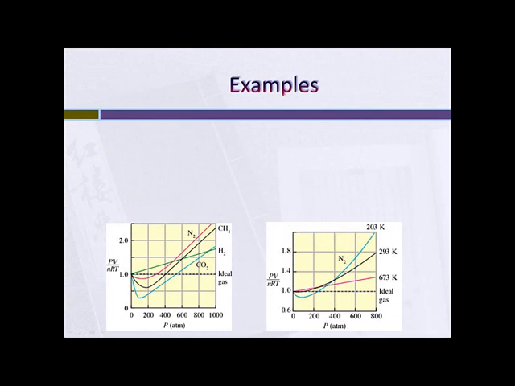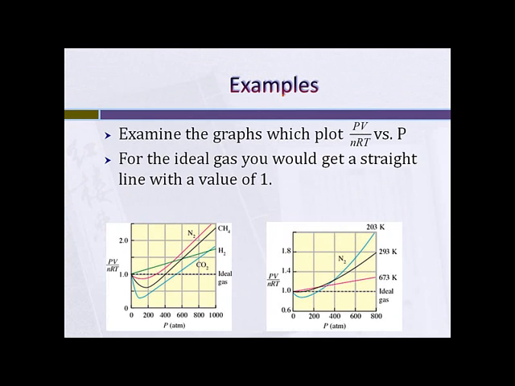What I'd like you to do is take a look at these graphs, which plot PV over nRT versus P. Now, for an ideal gas, you'd get a straight line because PV equals nRT. But not so with real gases. And what I'd like you to do now is stop the podcast and examine both the graph on the left, which has four different gases in it, and the graph on the right, which is for nitrogen at different temperatures. And draw some conclusions. See if you can make some sense out of this.